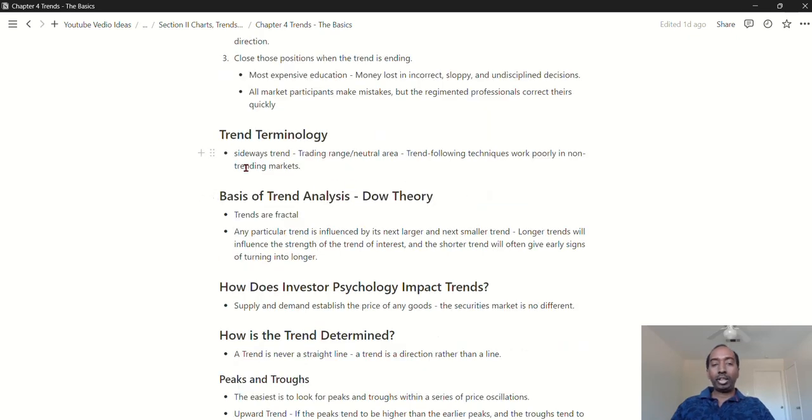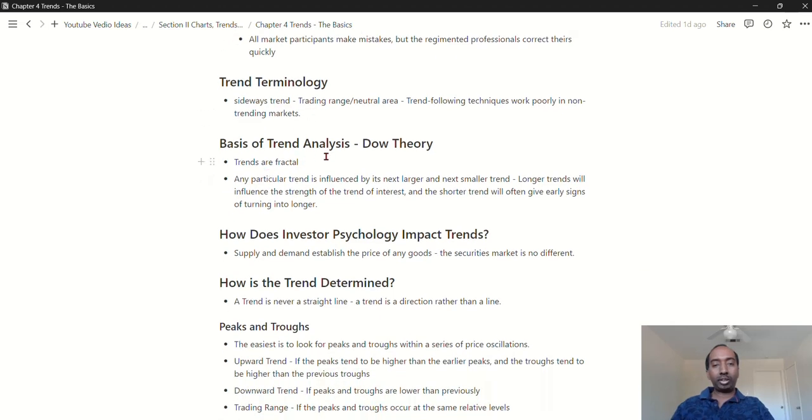Trend terminology: sideways trend, trading range or neutral area. Trend following techniques work poorly in non-trending markets. Sideways trends are a movement of price within a range. That is a sideways trend, or trading range, or neutral area. Trend following techniques never work in this sideways trend.